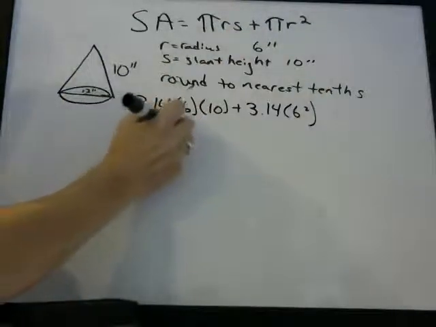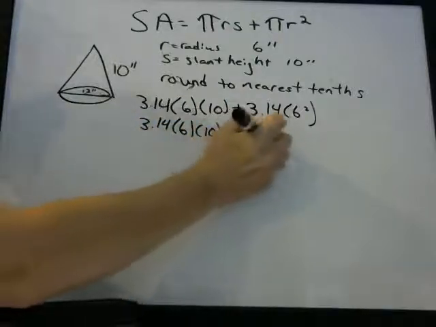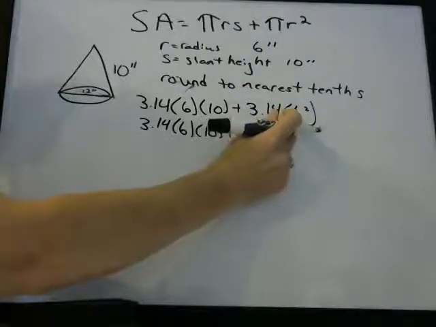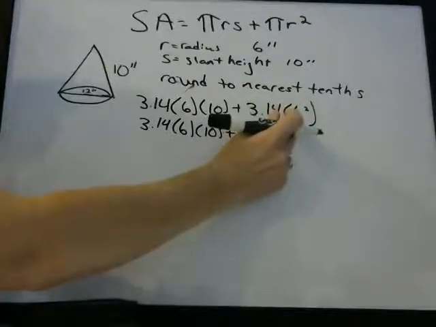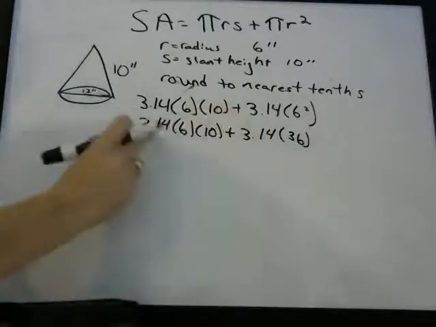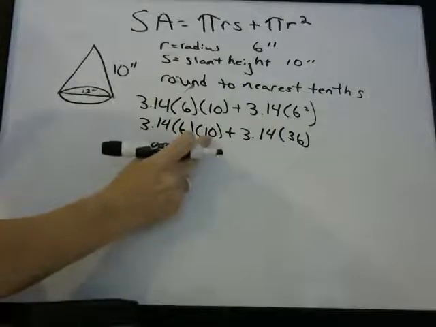We're going to do the exponent first. 6 squared means 6 times 6. It's not 6 times 2, it's 6 times 6, which is 36. Plug 3.14 times 6 times 10 into your calculator.